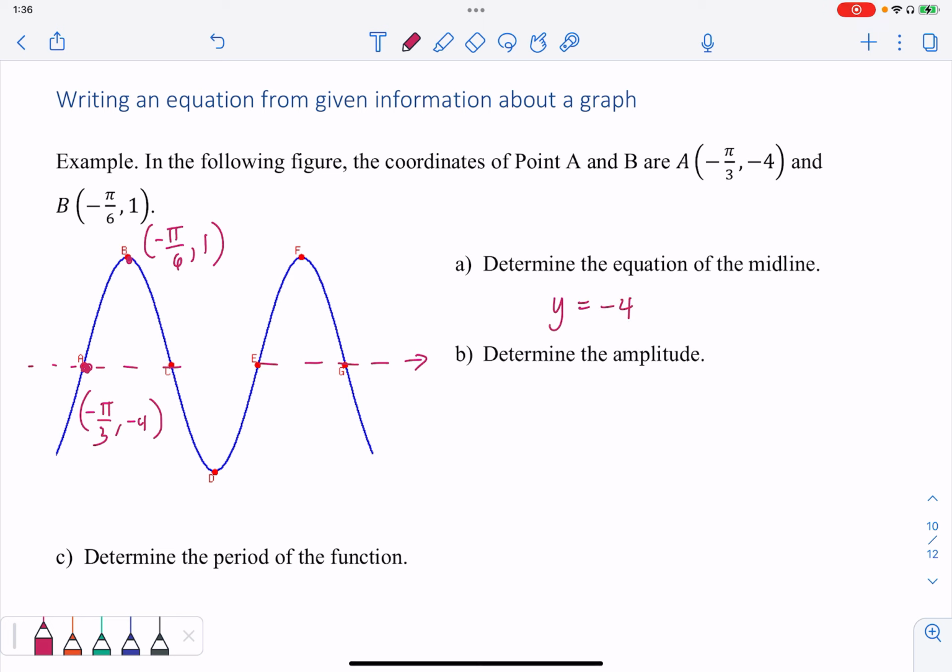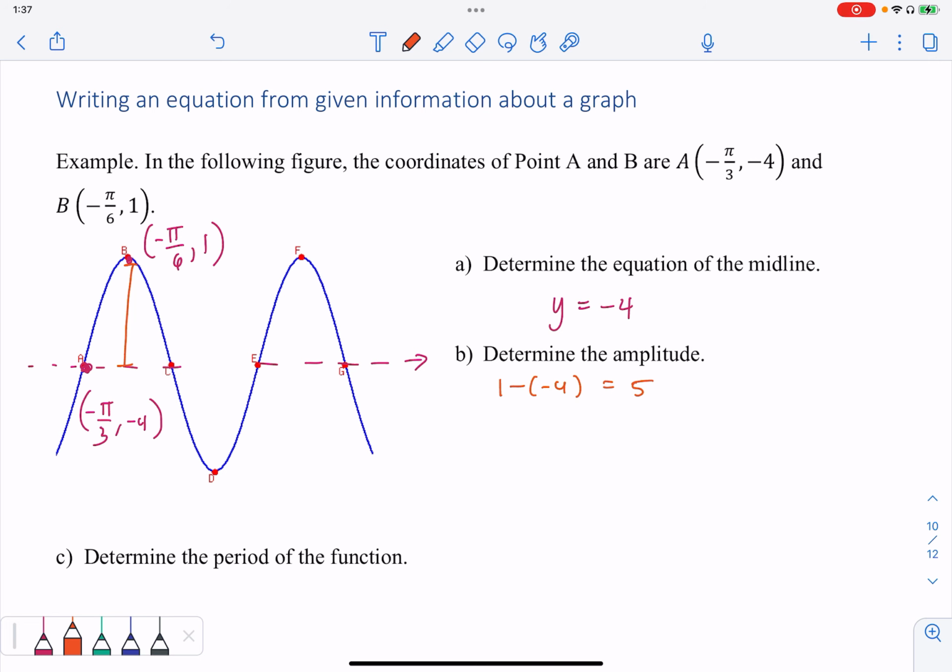What about the amplitude? Well, the amplitude, I know, is just the distance to get from the midline up to either the peak or the trough. So how long does it take me to go from -4 to 1? Well, the distance between 1 and -4, 1 minus -4, is 5. So the amplitude is 5. All right, what about the period?